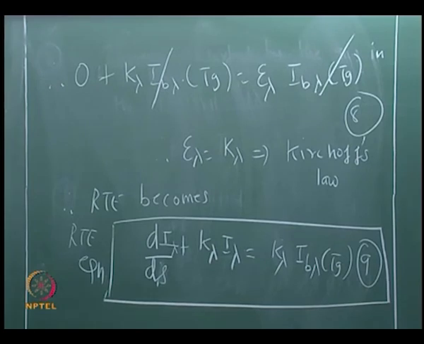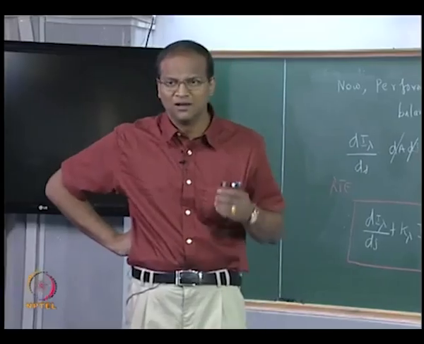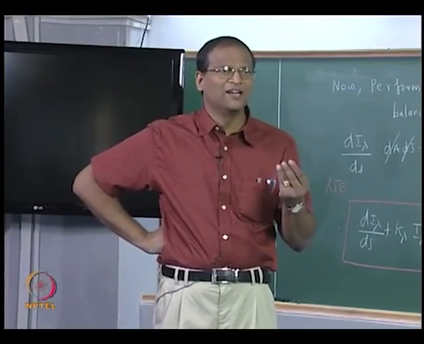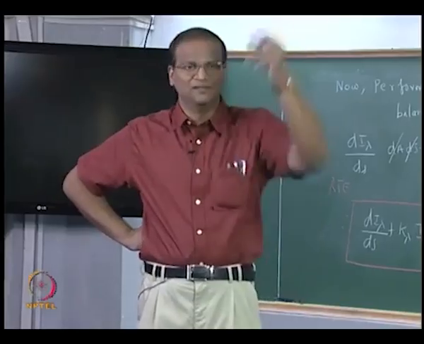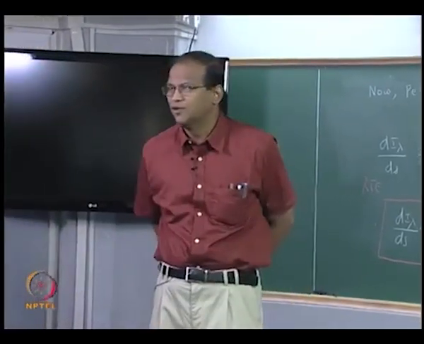Do not assume that this equation is for the isothermal cavity. In an isothermal cavity there is no RT. In an isothermal cavity I lambda is constant everywhere. Why do you solve the RT? You write an RT and solve it because I lambda is changing. We want to find out what happens to I lambda when it goes through some gas volume, right.